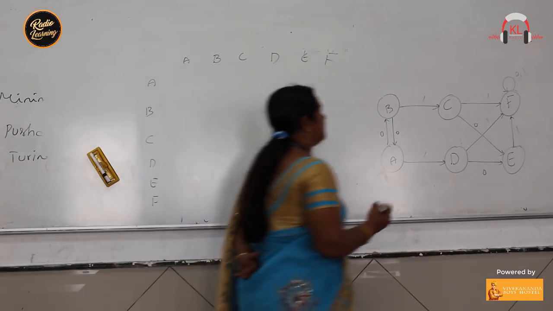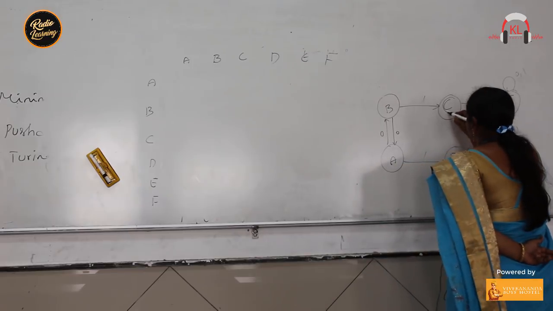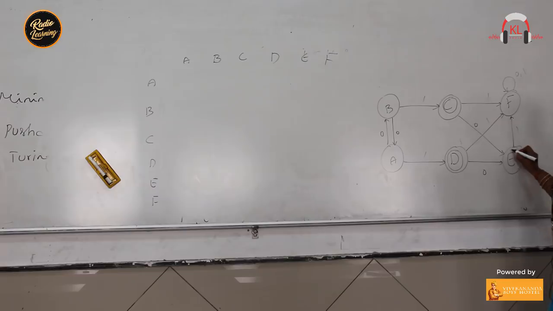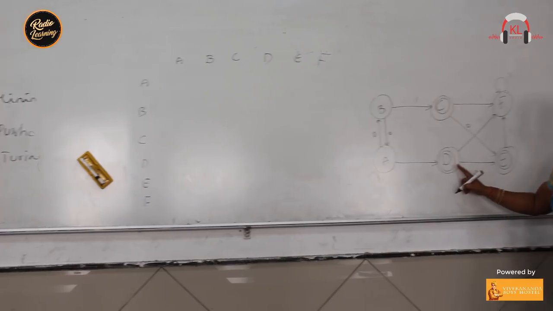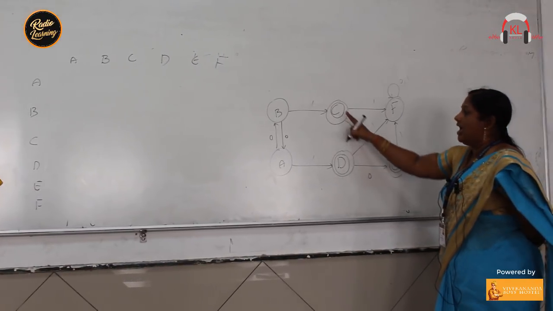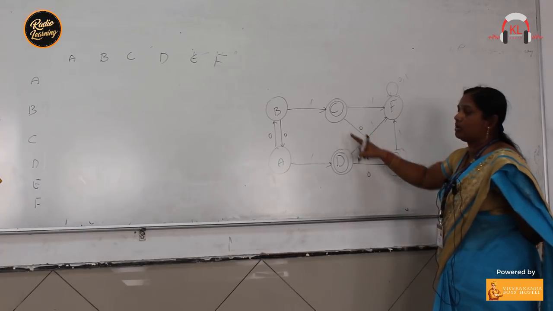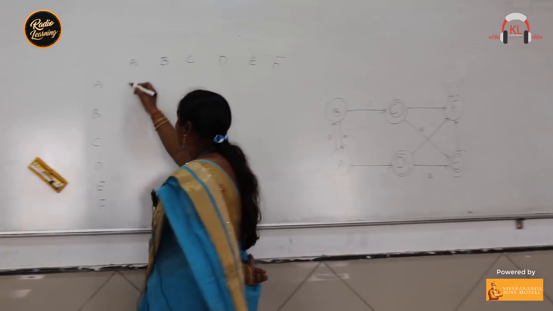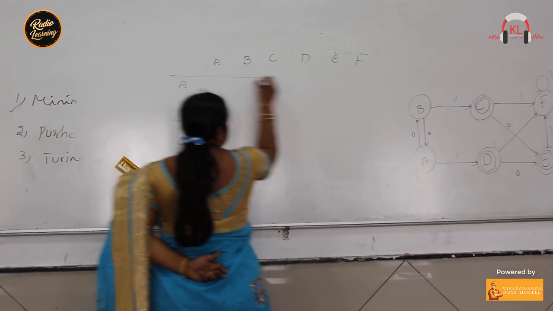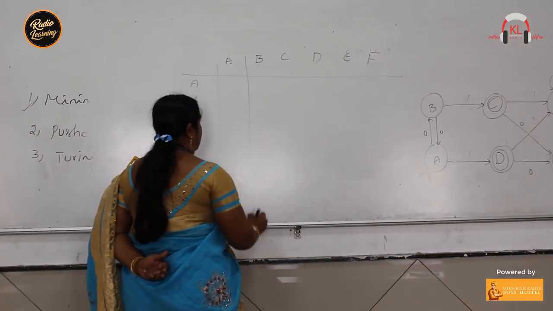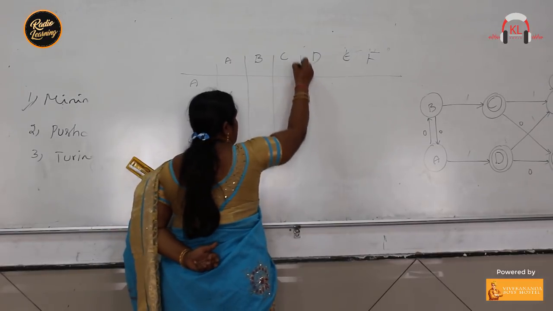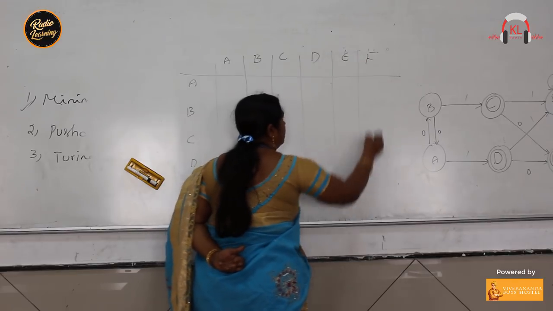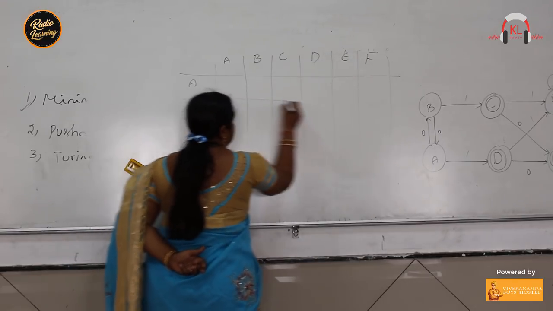Here I am taking the final states: C as a final state, D as a final state, and E as a final state. The representation of a final state is a double circle, and in this DFA I have 3 different final states. Now I am designing a table with the pairs in tabular representation, because this is the first step we follow for the Myhill-Nerode theorem.